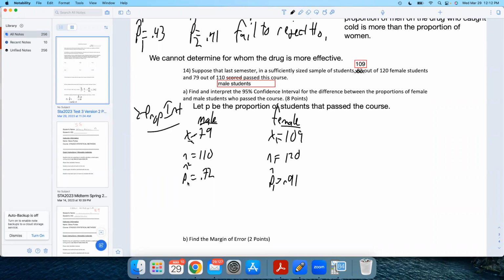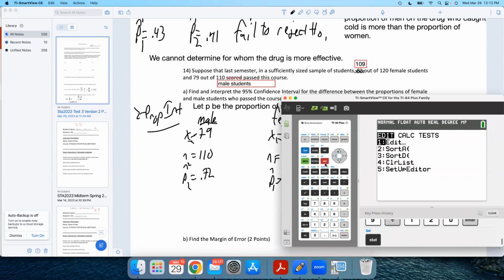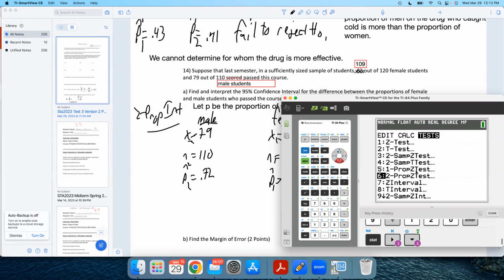All right, now the calculator is going to do all the work for me. So I want a 2-prop interval. So you just look through all your buttons. Oh, what about button 6? No, that says test. Oh, what about 7? No, that doesn't even say prop on it. It better say prop. Oh, there we go. Button A. It says prop interval. No, that says 1 prop interval. I've got 2 groups. 2 prop interval.